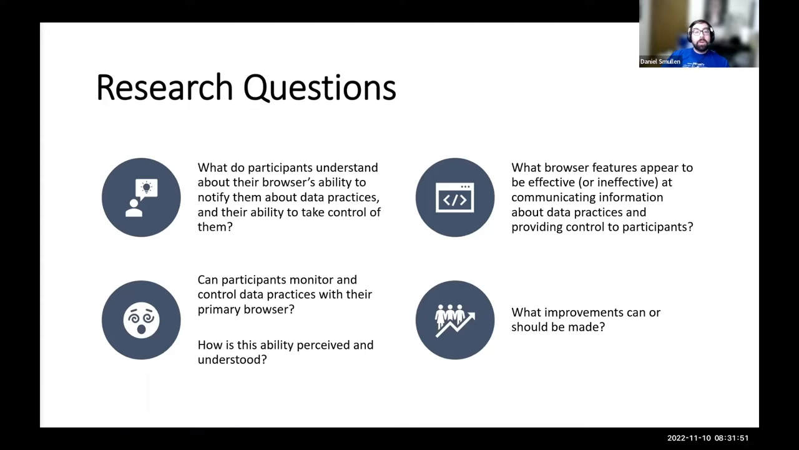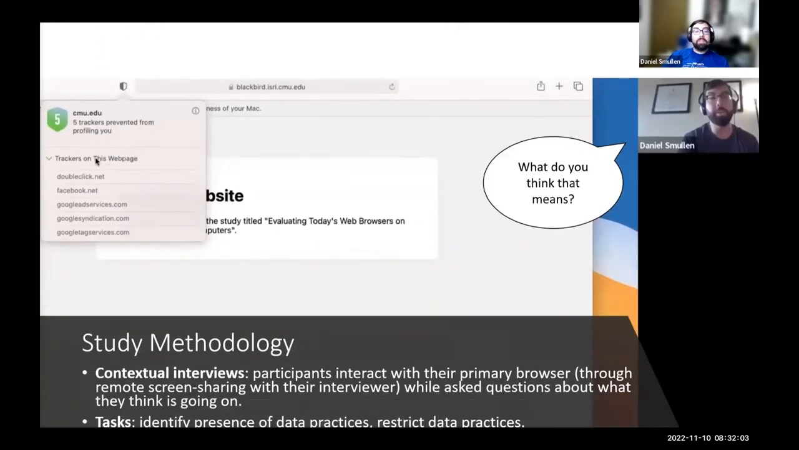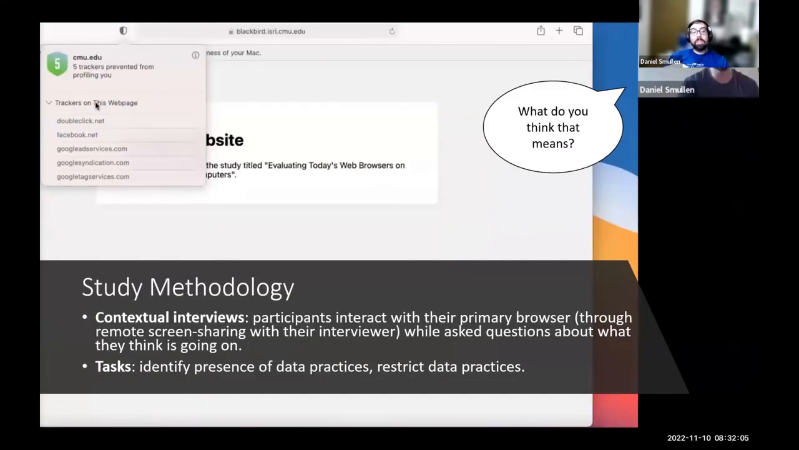But when you're doing research, you always have to have formal research questions that you're actually answering, because that's how you report on the success or failure of your research: your ability to answer these questions. But let's go back a bit and talk about my methodology, because I mentioned it was a contextual interview. And so you can kind of see in the background what that actually is.